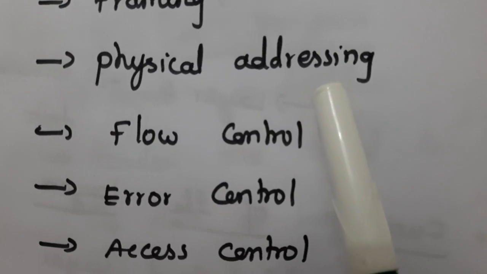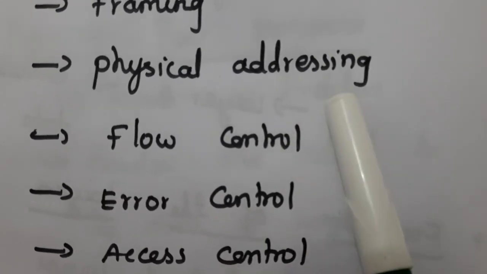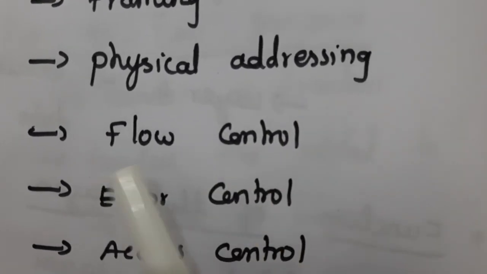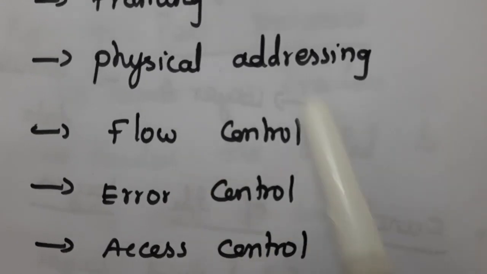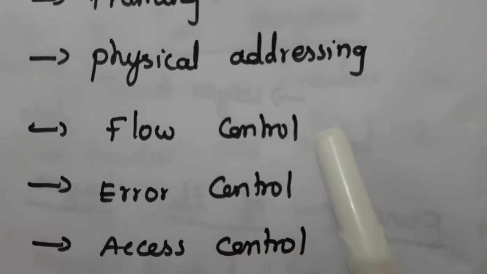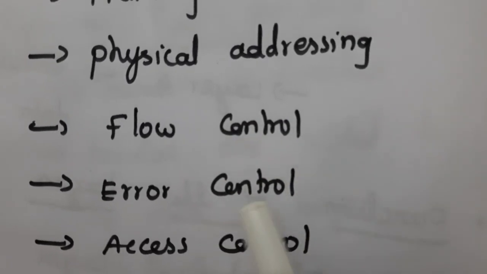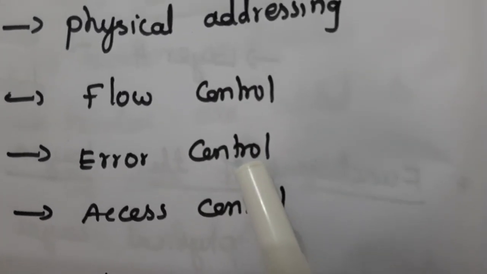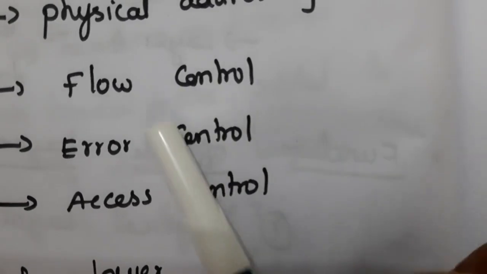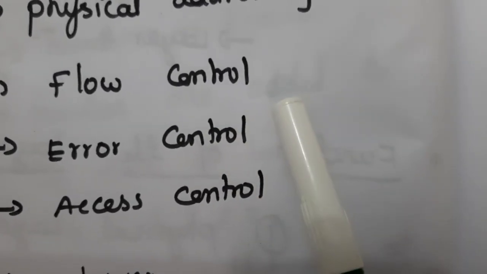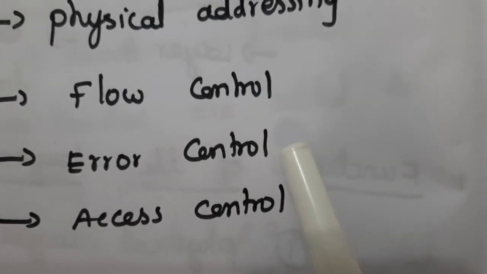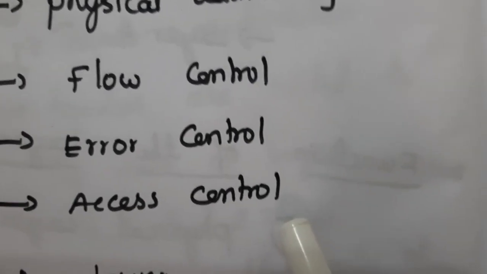If the receiver receives so many bits from the transmitter side, this flow control mechanism allows us to control the bit stream. Next one is error control. In error control, it adds the mechanism to detect and retransmit damaged or lost frames, and this can be done in error control.